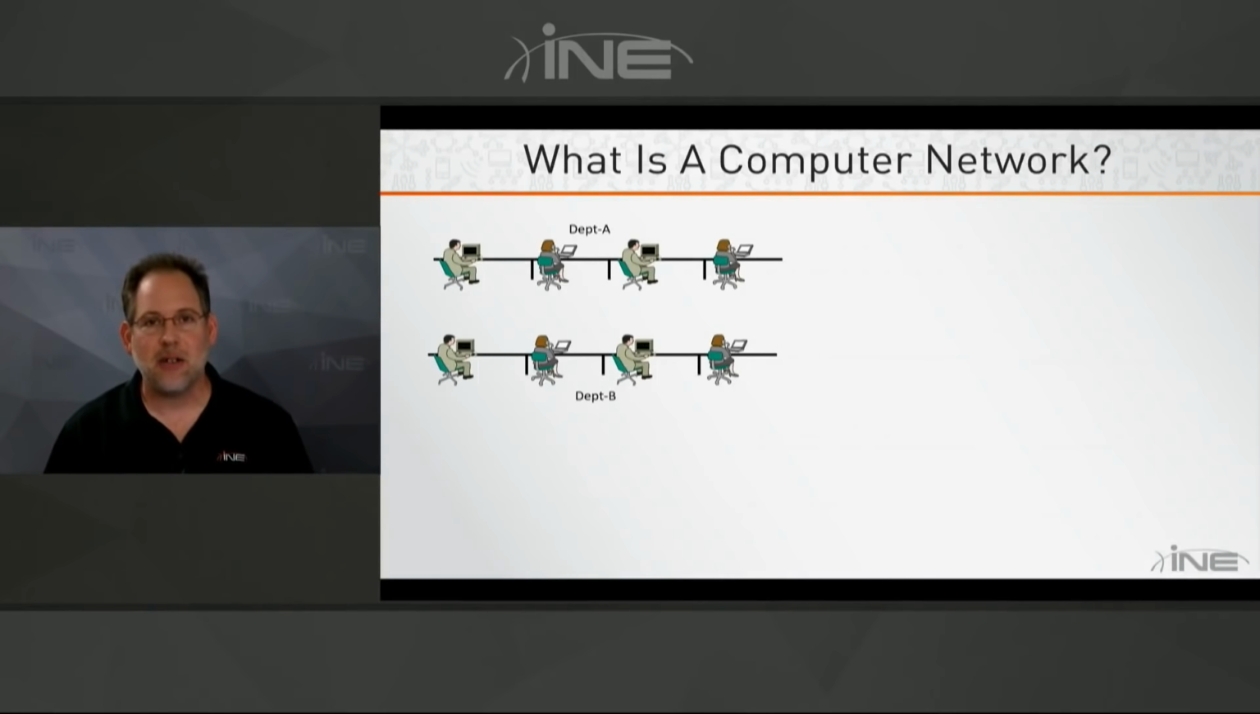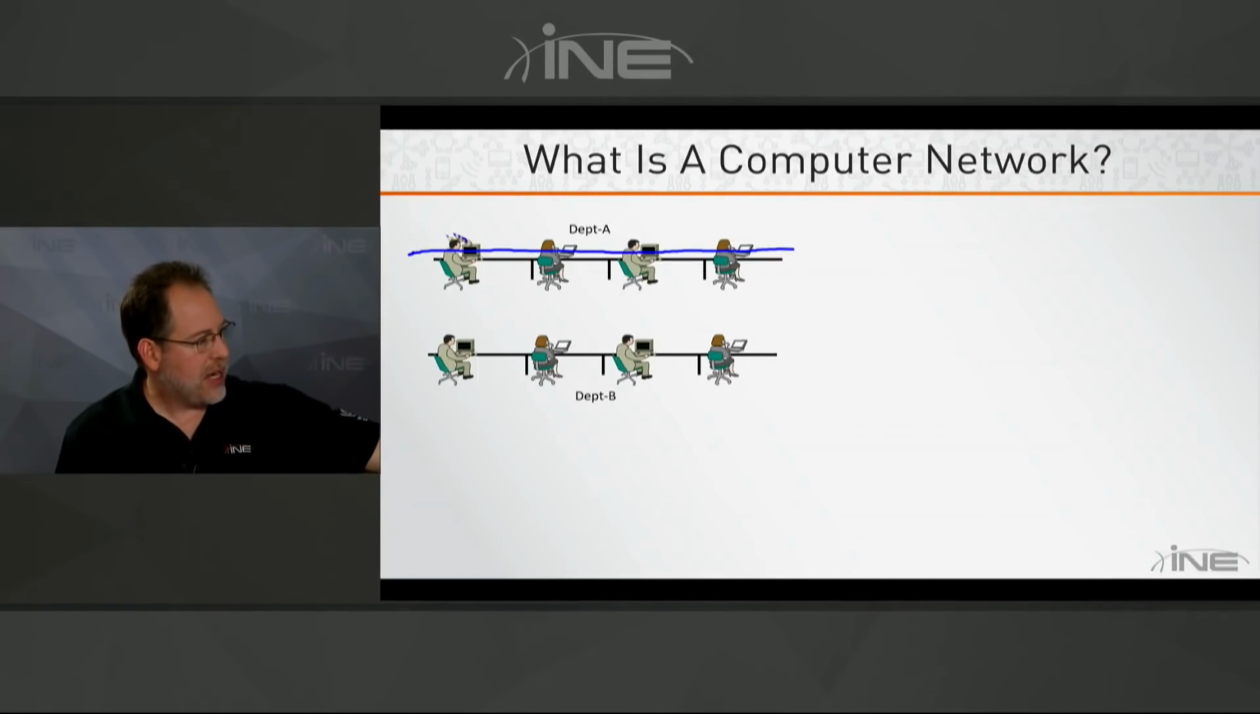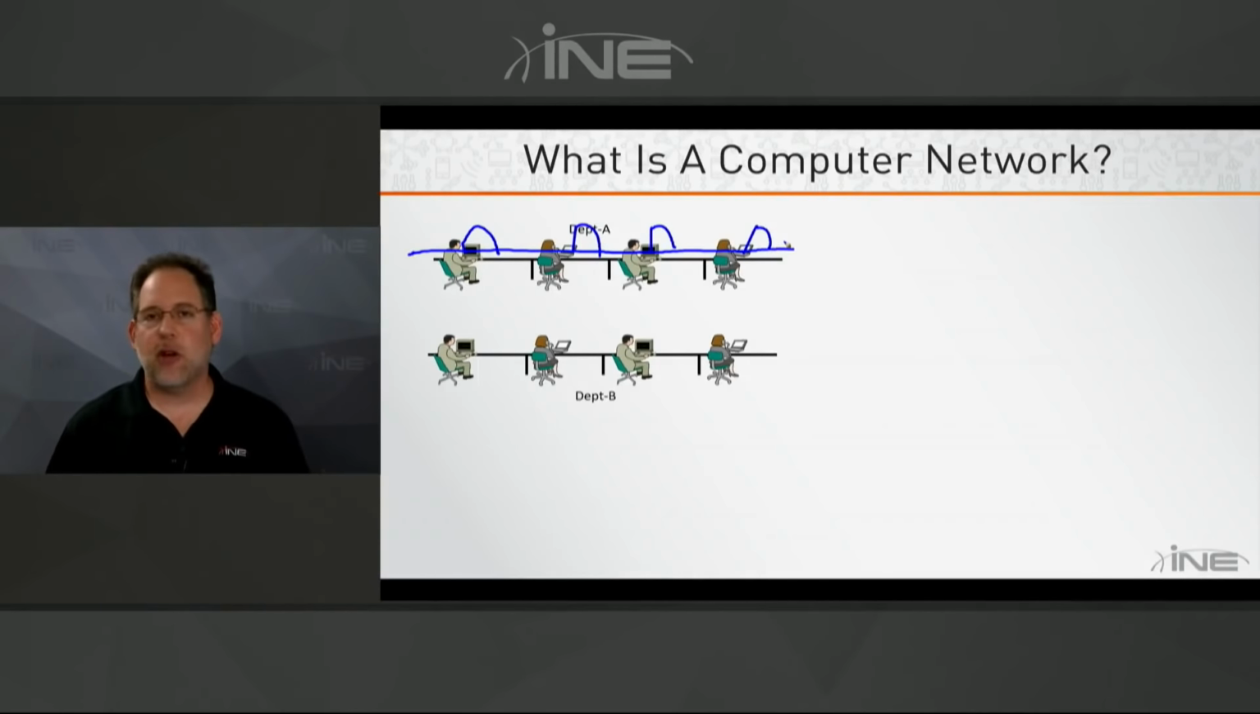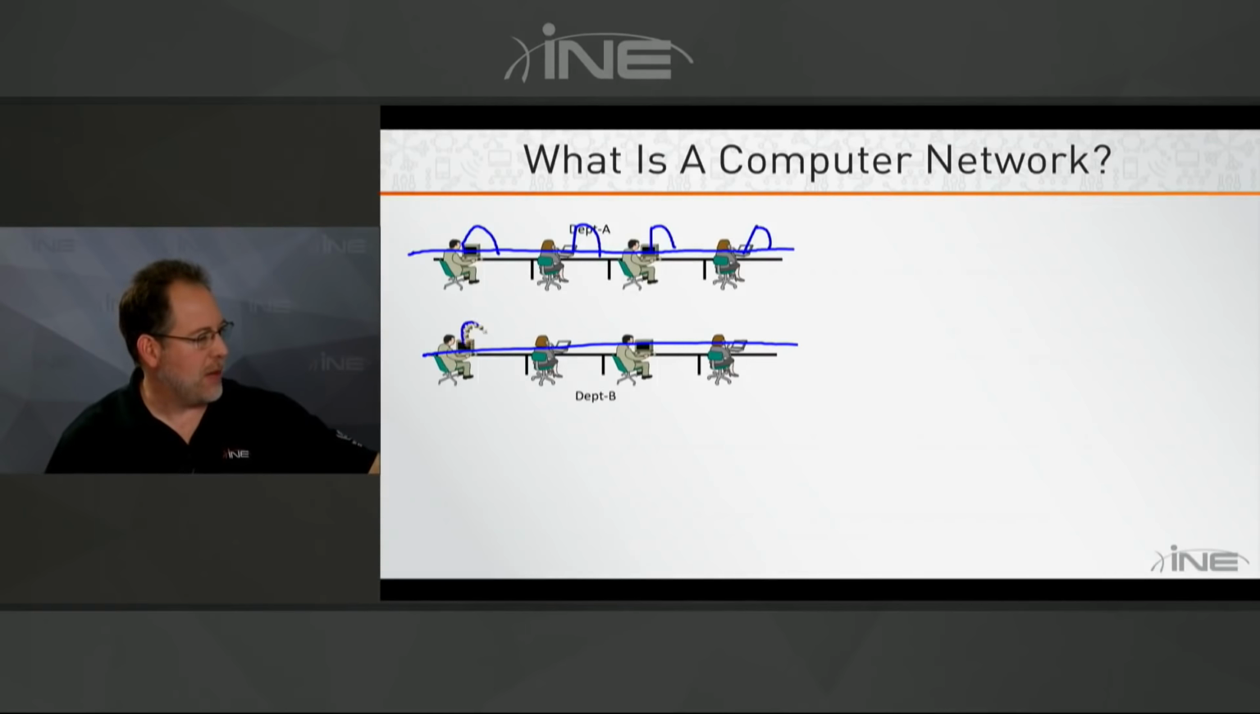So then things progressed a little bit. PCs started coming out, and so we have this picture of what we see right here. In the early days, you would have one wire going through, and each person's PC would be tapped into that wire, and so they would all be able to talk to each other. So here we've got an example of two networks. We've got Department A's network, and we have Department B's network, and they're tapped into it.